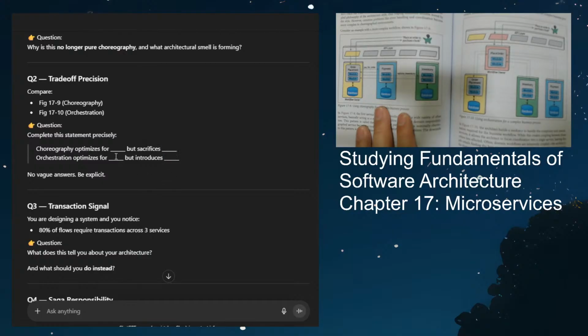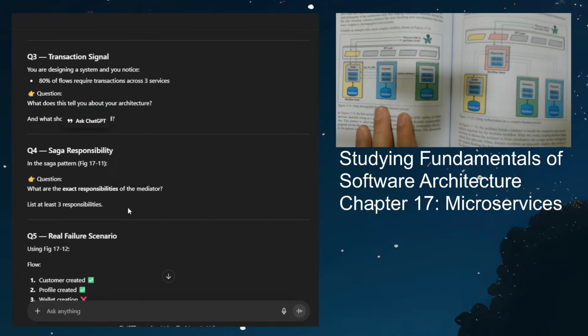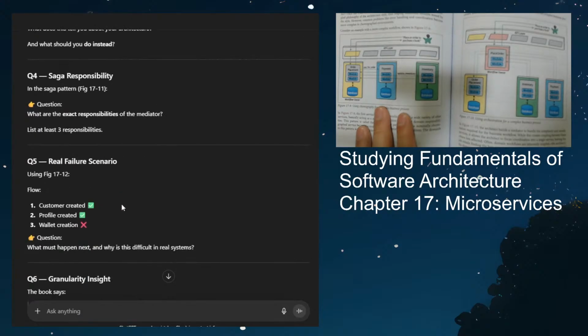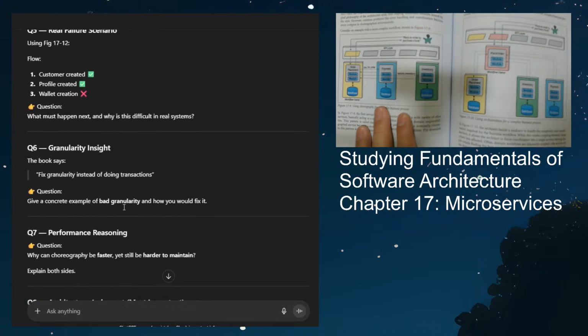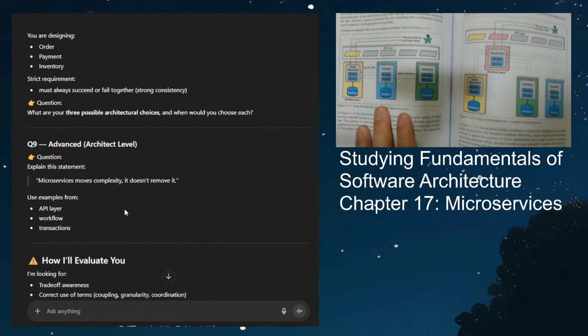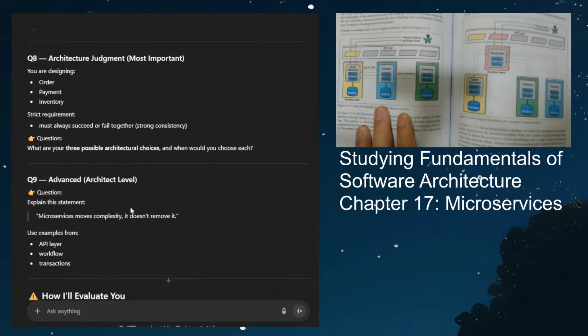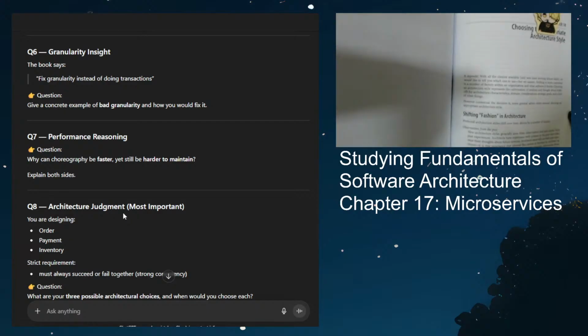Complexity, or ewan ko. Sagarip, what are the exact responsibilities of the mediator? List of 3 responsibilities. I think coordination, tapos probably I forgot. Mahirap na yung tanong niya. Yeah, mukhang kailangan ko ito pag-isipan. Medyo inantok na ako.